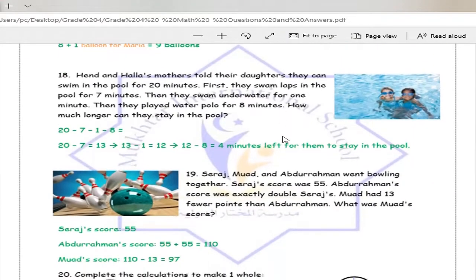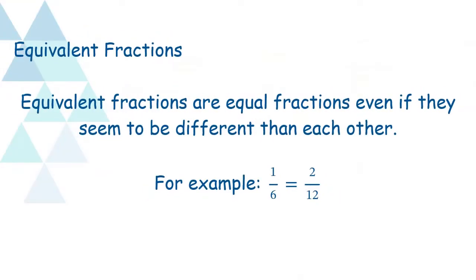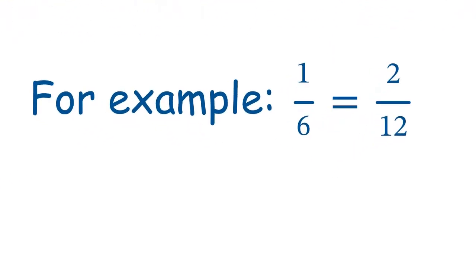Before we move on to the following question, which is number 20, there's an important concept we need to revise, which is equivalent fractions. Equivalent fractions are equal fractions, even if they seem to be different from each other. For example, 1 over 6 is equal to 2 over 12. Even though 1 is not equal to 2, the numerators are not the same, and 6 is not equal to 12, that is, the denominators are not the same.